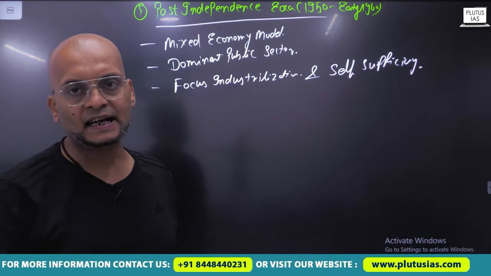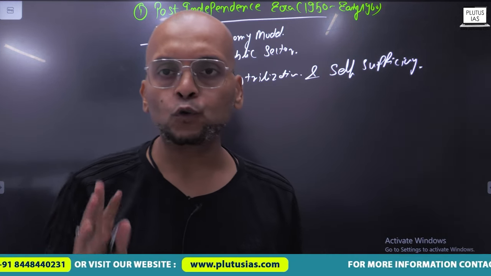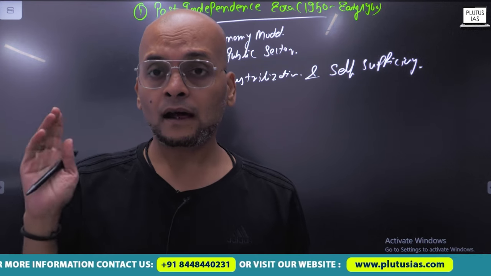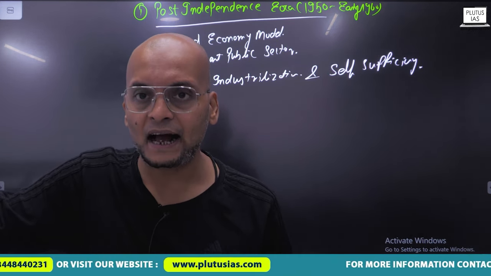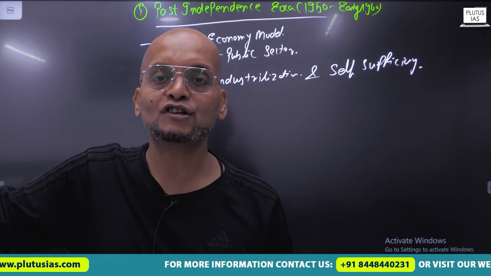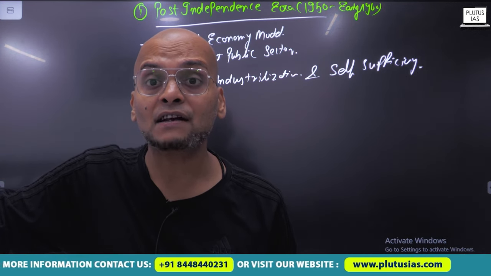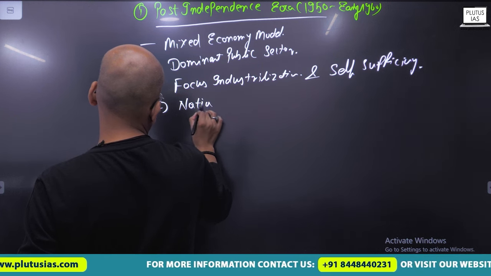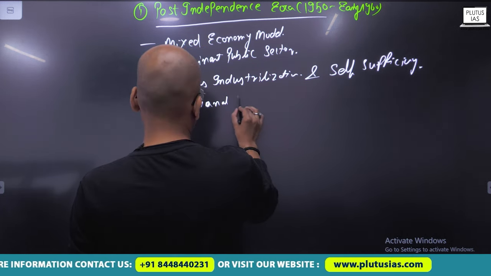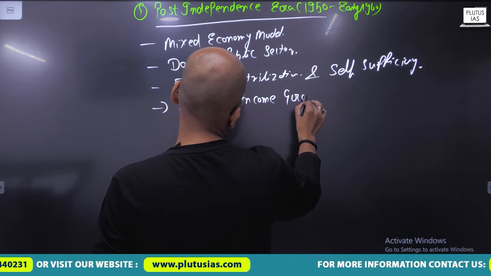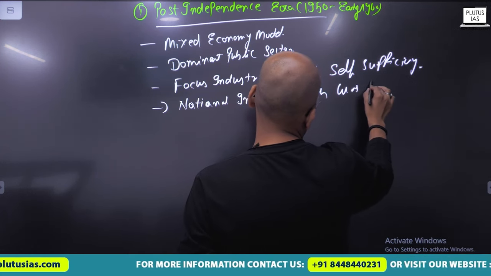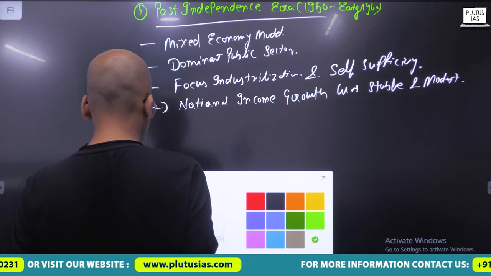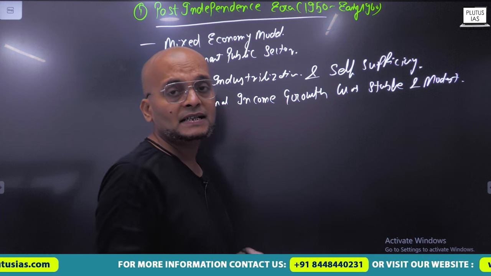See guys, this is also an aspect of this era, that the focus was on industrialization, and the goods that were produced by industries were sufficient to meet the demand of the people. Because people were not that much educated. Most of the population was living in the rural areas. So demand was not that high. That is why these industries were able to meet the requirements, or you can say a self-sufficiency state was there. Thereby, national income growth was stable and modest. So stable growth was there in the national income, and it was modest too. Second era, we can divide from 1960 to 1970, and this is the Green Revolution era.